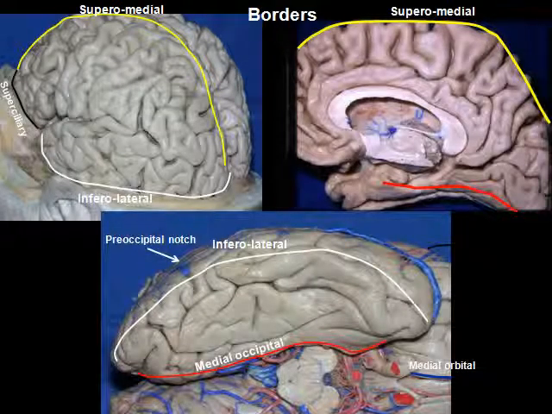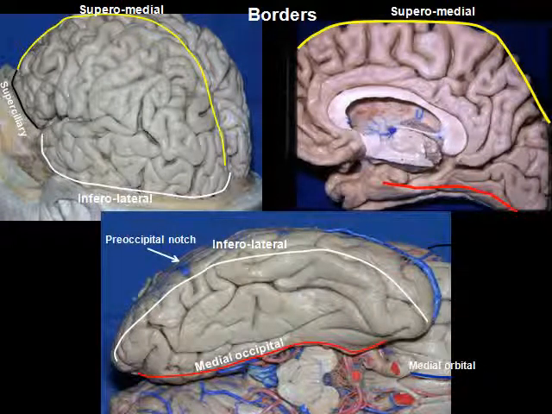These three surfaces are separated from each other by the following borders: A. Superior medial, between the lateral and medial surfaces. B. Inferior lateral, between the lateral and inferior surfaces. The anterior part of this border separating the lateral from the orbital surface is known as the superciliary border. C. Medial occipital, separating the medial and tentorial surfaces, and D. Medial orbital, separating the orbital from the medial surface.